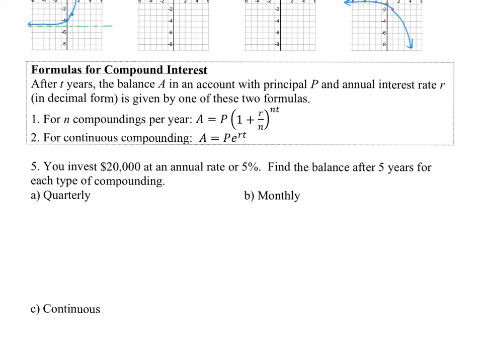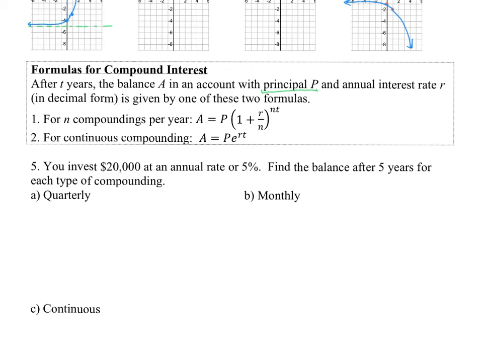The last topic they're going to introduce in this section is formulas for compound interest. So anytime you think of exponential model, you should be thinking of accruing interest in your account. Okay, they have 2 formulas they're going to show you. It says after T years, so that's how long your money's in the account, the balance A in the account with principal P. The principal is going to be the amount of money you initially put in.